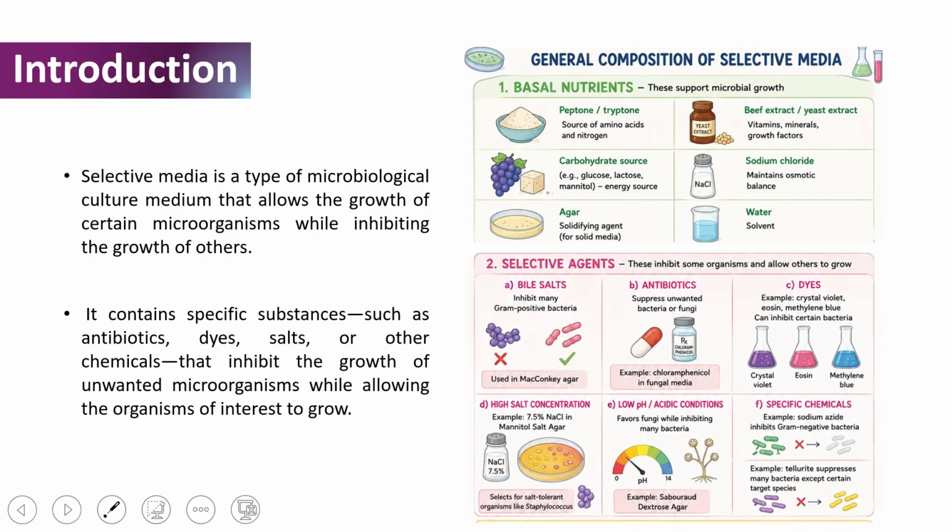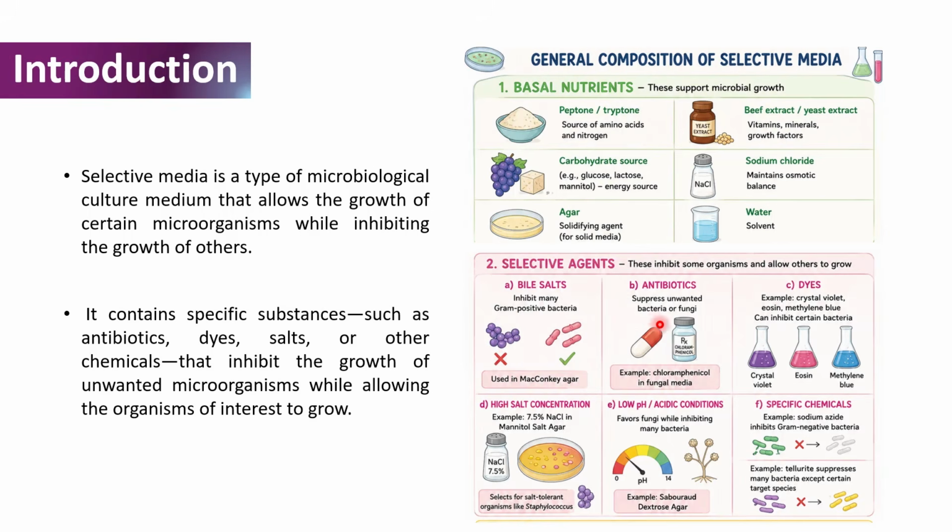The second component of selective media are selective agents. These agents inhibit some organisms whilst allowing the growth of others on the same medium. Examples of these selective agents are bile salts, antibiotics, dyes, high salt concentration, low pH or acidic conditions, and chemicals. So let's look at bile salts. Bile salts are used in the preparation of MacConkey Agar to support the growth of gram-negative bacteria whilst inhibiting the growth of gram-positive bacteria.